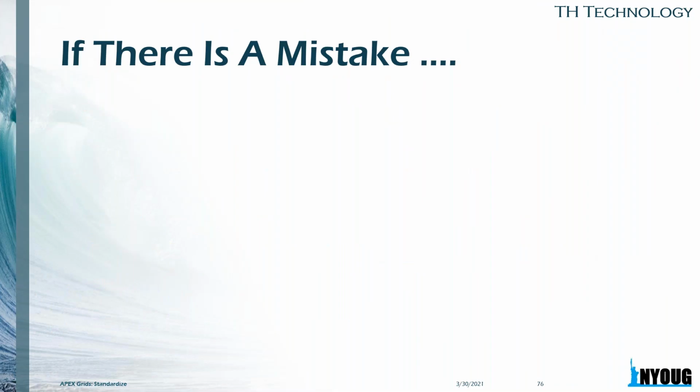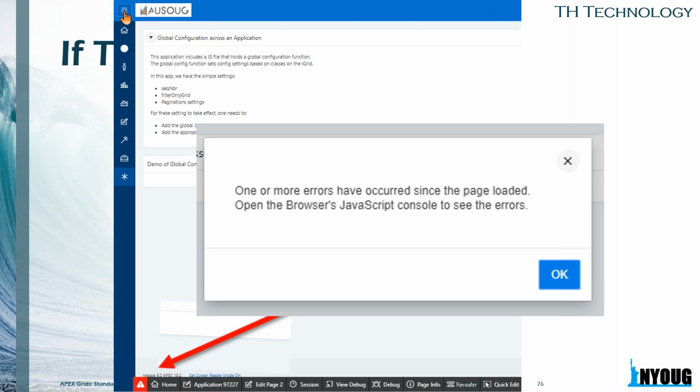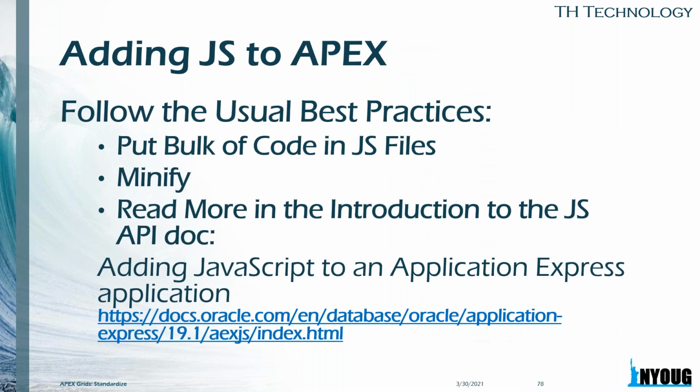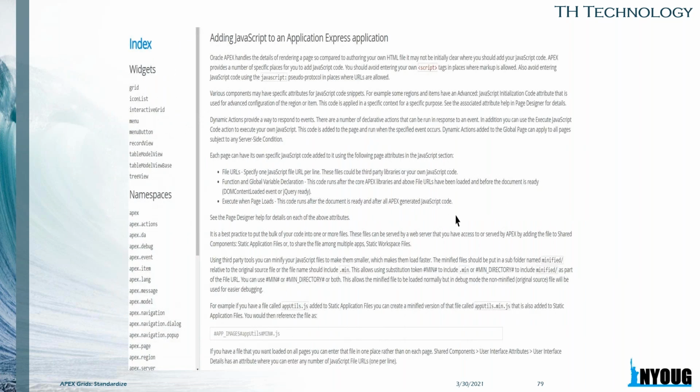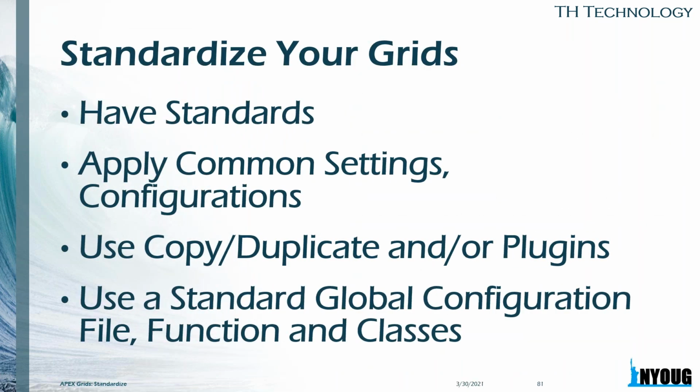If you make a mistake in your JavaScript code anywhere, be it in the JavaScript element on your grid or in your file, then voila, you just get no grid. Don't worry, you get this very helpful JavaScript message that says, hey, so just debug your JavaScript. And that's a whole other practice, a whole other session. Believe it or not, there's documentation on how to properly add JavaScript to your application. Read that stuff. In summary, have standards.